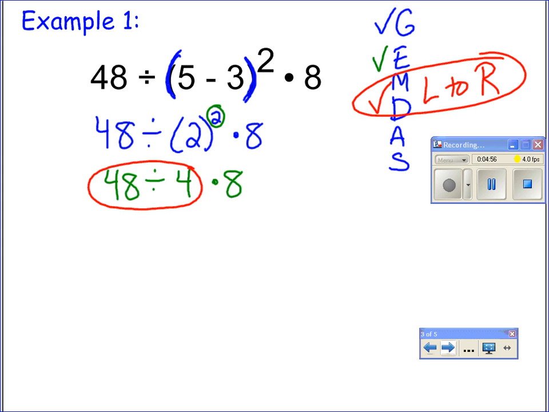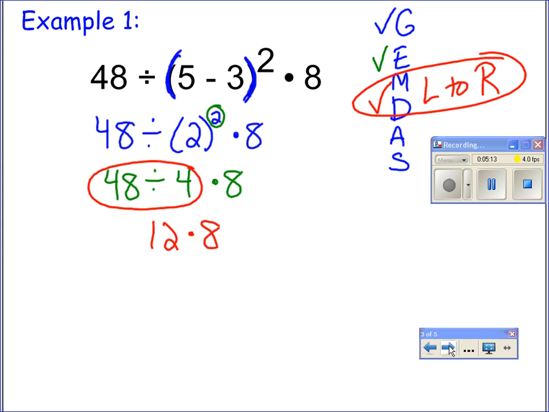48 divided by 4 is 12. So I'm going to write down 12. And then we are going to rewrite the times 8. Okay? So again, in order from left to right, you take care of the first two, compute that, and then rewrite the last term.